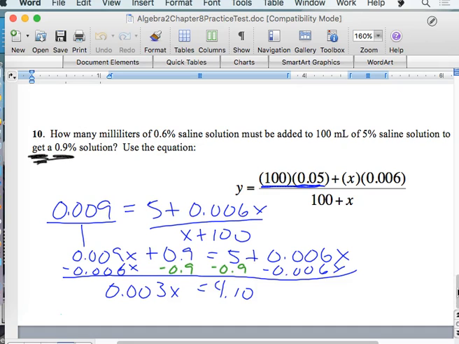So now we're just dividing. That's all we're doing. It looks like we're going to have quite a few milliliters that we need here. So 4.1 divided by 3 thousandths. Oops, no plus. 1,366.6 repeating milliliters.